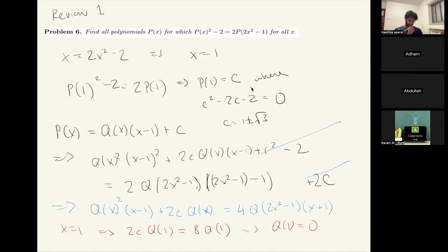So what does it mean? Yeah, it means x minus 1 divides q of x. Thank you for the comment. So when we were here, we said p of x equals q of x times x minus 1 plus c. We could have said p of x equals, say, r of x times x minus 1 squared plus c. So what it means is we can write p of x as some other polynomial times x minus 1 squared, plus c.